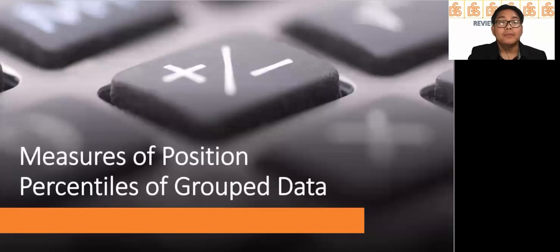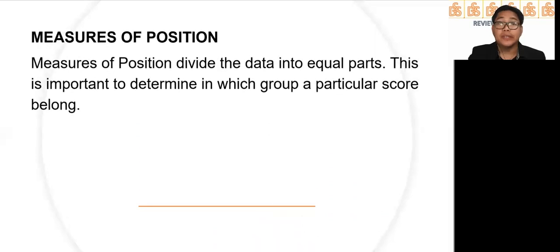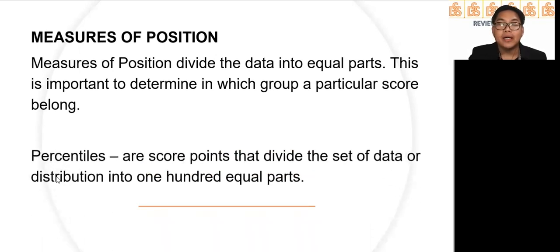Okay, so percentiles of group data is once again part of measures of position. A short review of measures of position: these divide the data into equal parts, and these are important to determine in which group a particular score belongs. While percentiles are score points that divide the set of data or distribution into 100 equal parts.